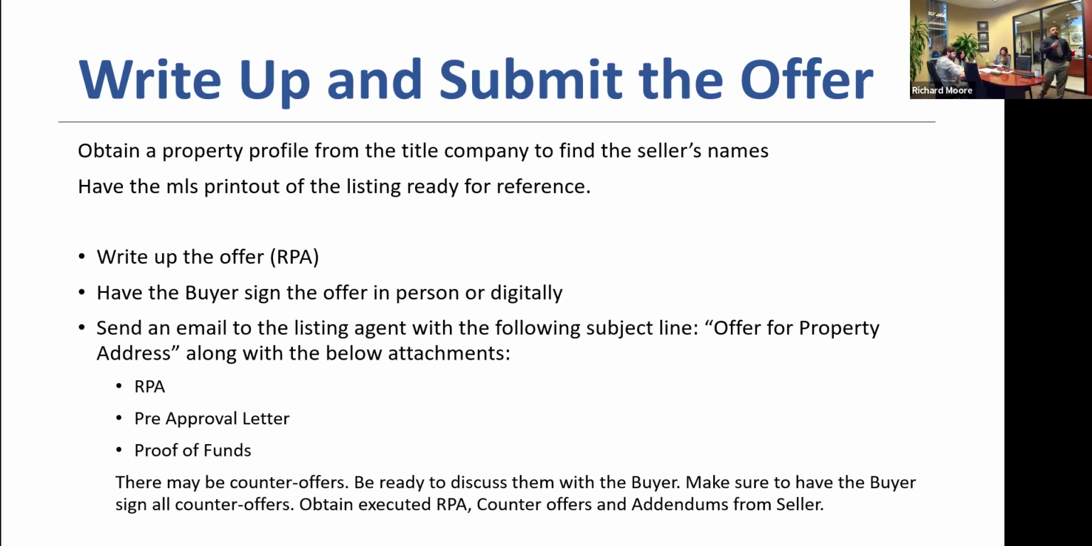So once you have all this information, you have your offer signed, you're gonna send an email to the listing agent with a subject line that says offer for 123 Main Street. And within that email, you're gonna include or attach the RPA, the purchase agreement, the pre-approval letter, and proof of funds, which could be a bank statement, it could be a summary of their portfolio that shows that they have money they're gonna be using for the purchase.